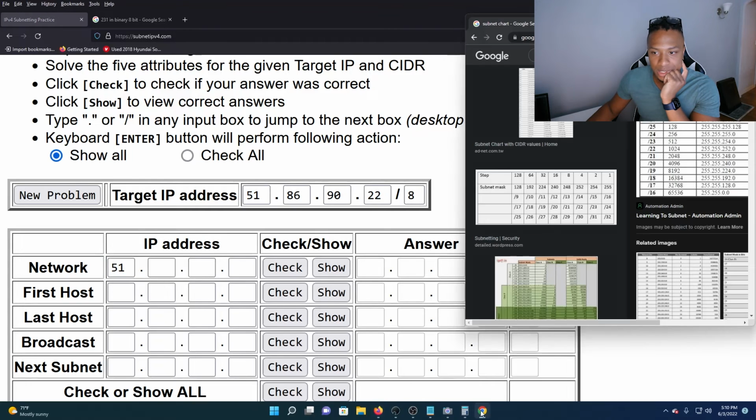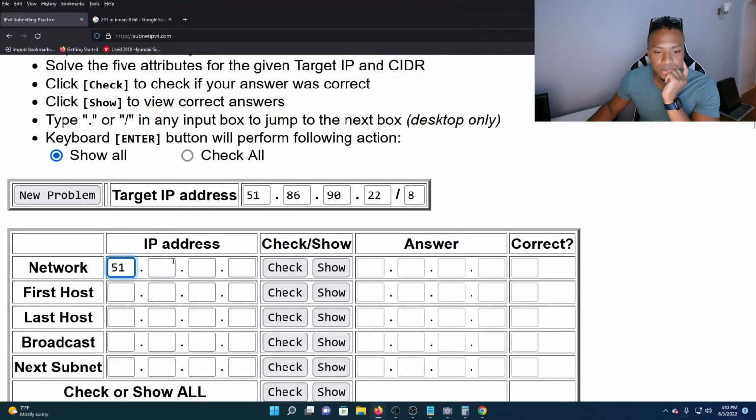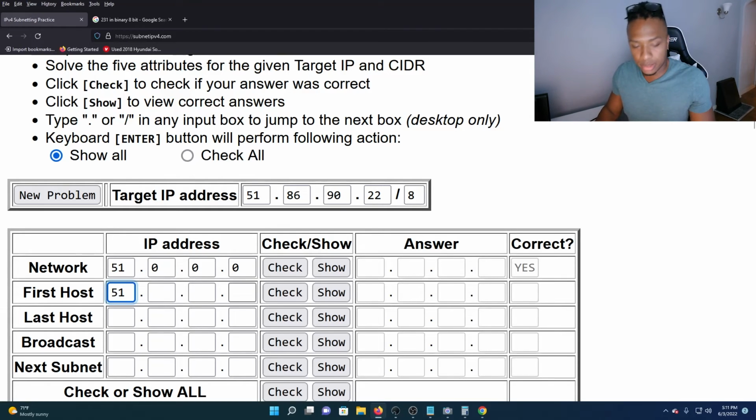So what am I doing? Whoops. The network address is actually going to be this. All right, next we have to find the first host. So that should be easy, 51. What do you think it is? Remember, we have to do the lowest of the low. The lowest of the low is always the last octet, guys. Remember that. So 0, 0, 1. Let's just try it. Yeah, correct.